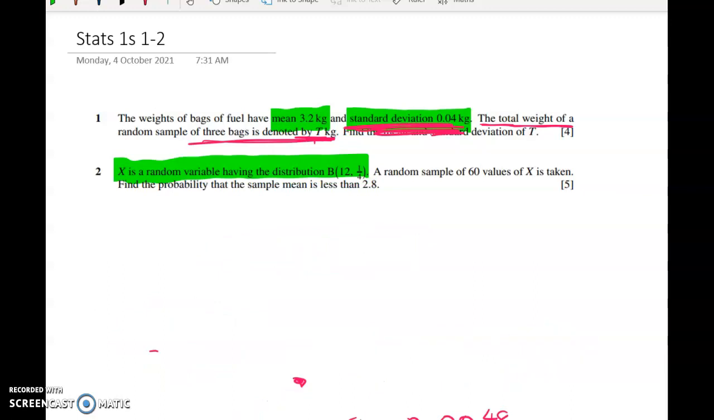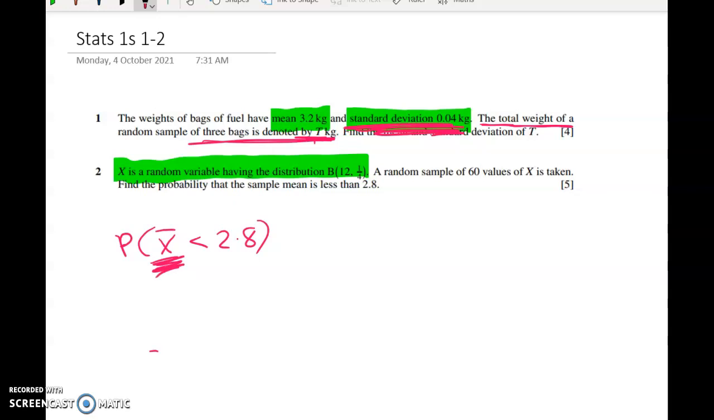And then we're told that we've got a random sample of 60 values of x that's being taken. So what we're doing there is we're doing 60 goes of, for example, throwing a 4-sided die 12 times, right? And we have to find the probability that the average number, the sample mean on those 60, is less than 2.8. So we're working on a probability that x bar is less than 2.8.